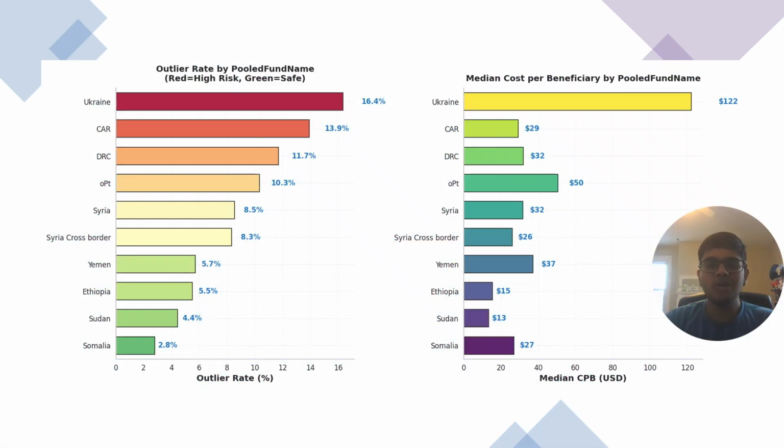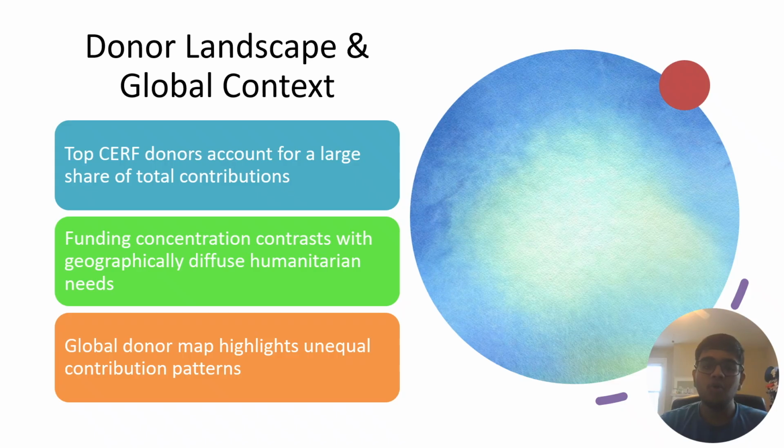Here we focus on country-based pooled funds. On the left, we see outlier rates. On the right, we see median cost per beneficiary. Some contexts, such as Ukraine, show both high median costs and high outlier rates, which is consistent with operating in high-intensity conflict environments. We then zoom out to the global donor landscape.